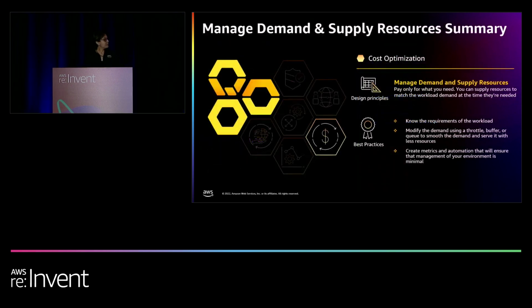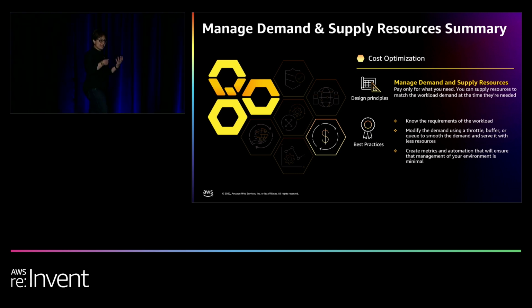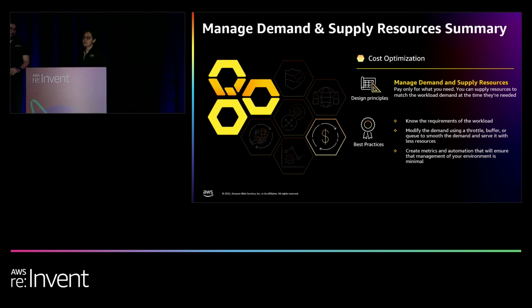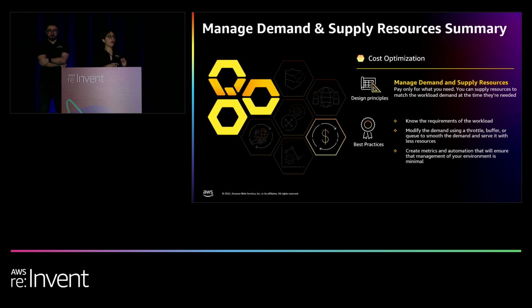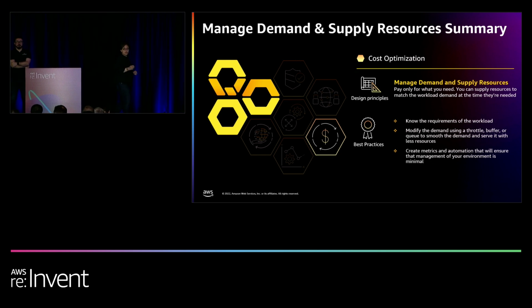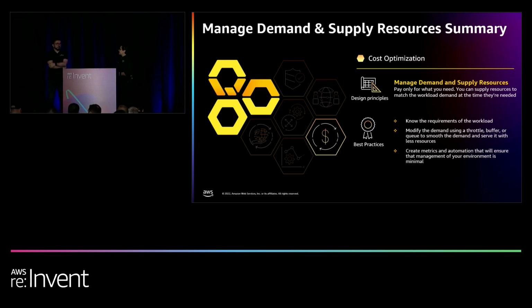So let's sum up this section. We talked about how we manage demand and supply by using the elasticity of the cloud, mainly Auto Scaling groups. We also talked about some of the most low-hanging fruit that is quite simple to implement, but has a huge return on investment. And with that, I guess we answered one of my last questions here, what is the low-hanging fruit?